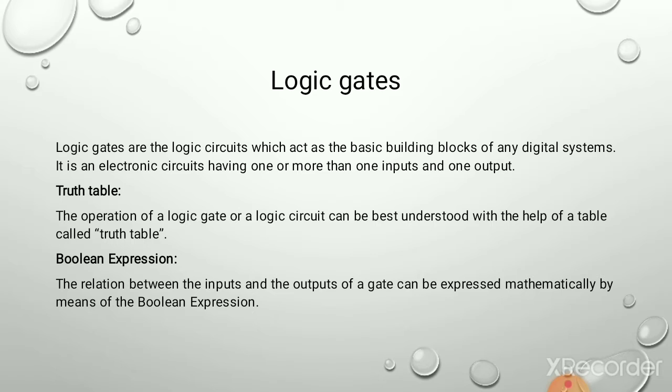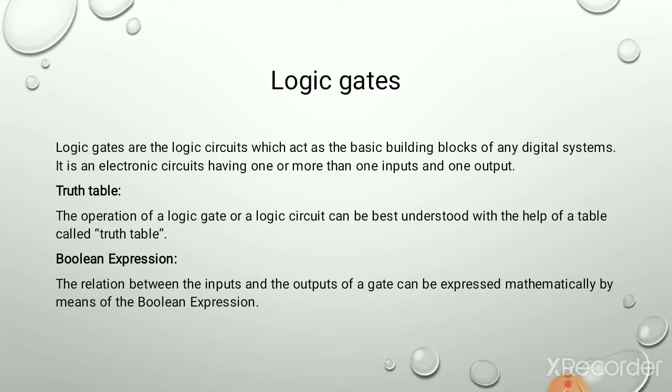Next is the truth table. Let's see the definition of truth table. The operation of a logic gate or a logic circuit can be best understood with the help of a table, which is called a truth table. The truth table consists of all the possible combinations of the inputs and the corresponding state of output produced by that logic gate or logic circuit.